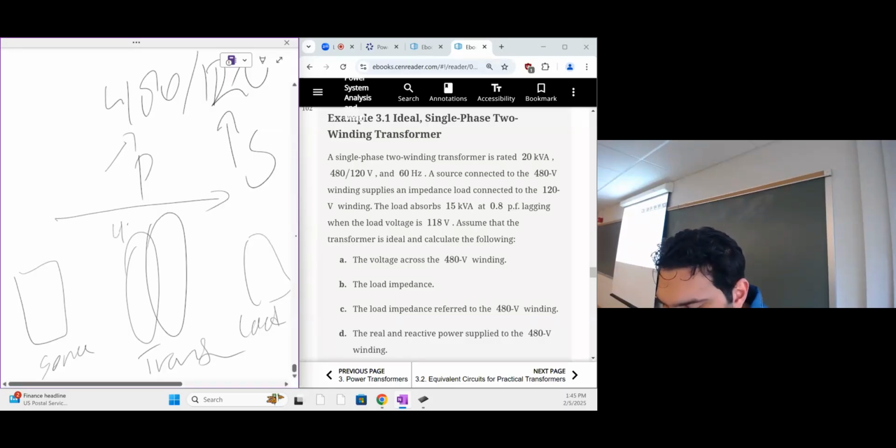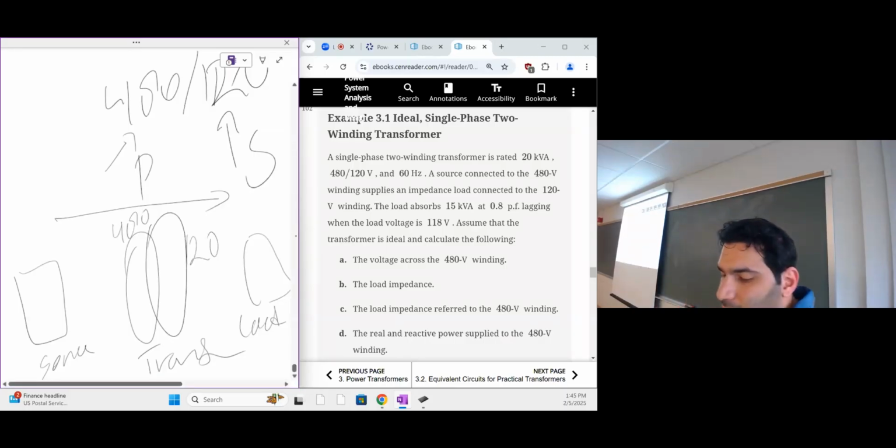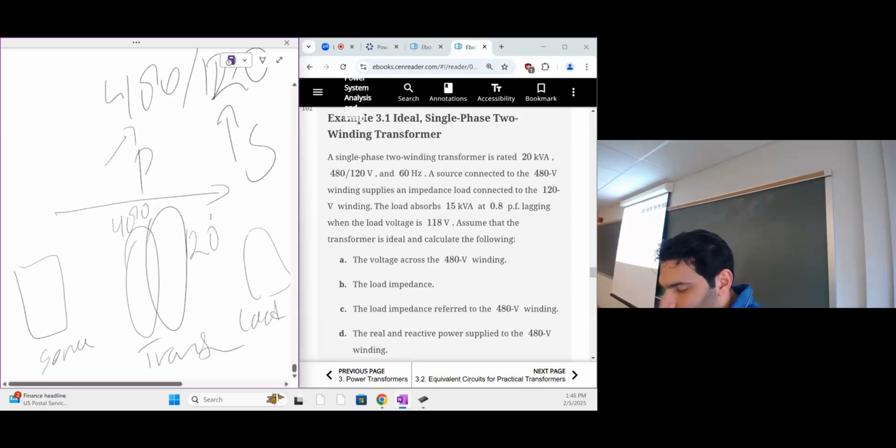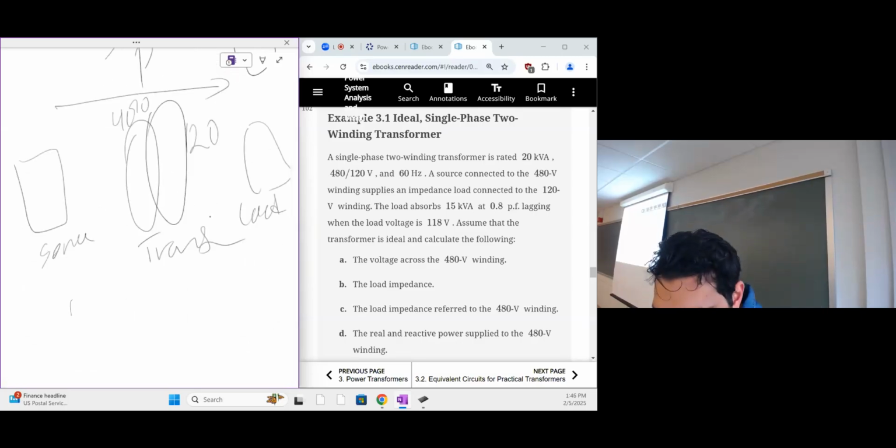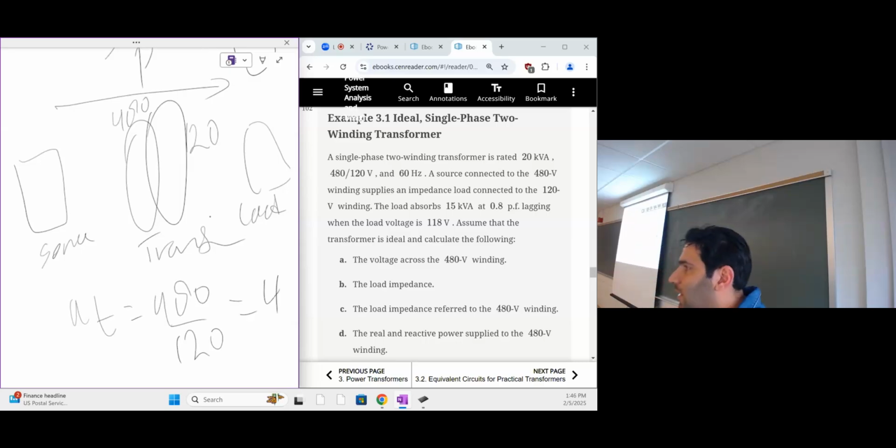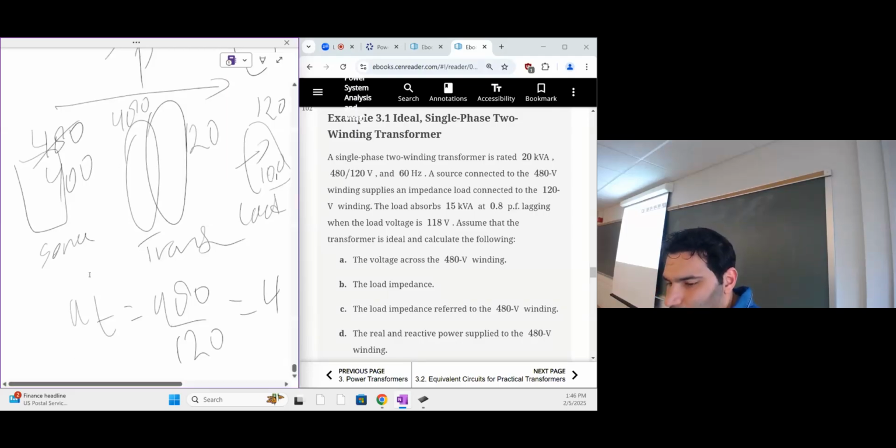You have those ratings. Having 480 and 120 can give us the ratio. Okay, so what would be the ratio here, the aT? It will be 4, dividing 480 by 120. That does not mean I must have a voltage source here of 480 and here 120. I could throw here a voltage of 400 and the equivalent ratio will be applied to the voltage by this factor. So I could get here 100 volts, okay? It's not a must to have here 480 just because the transformer is rated 480 volts.